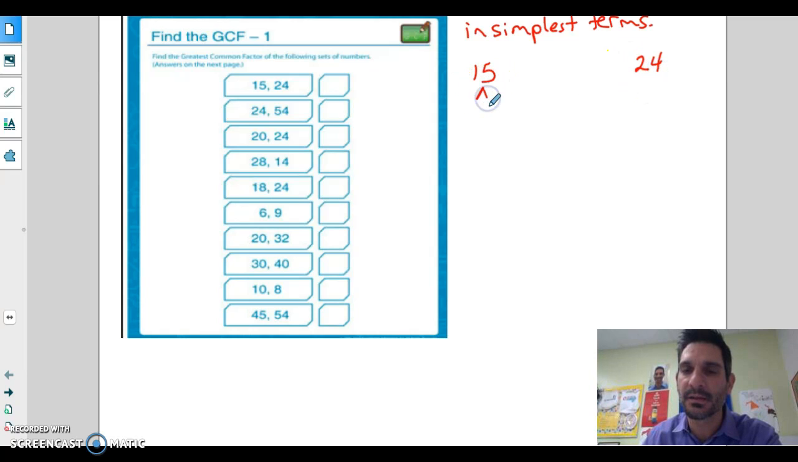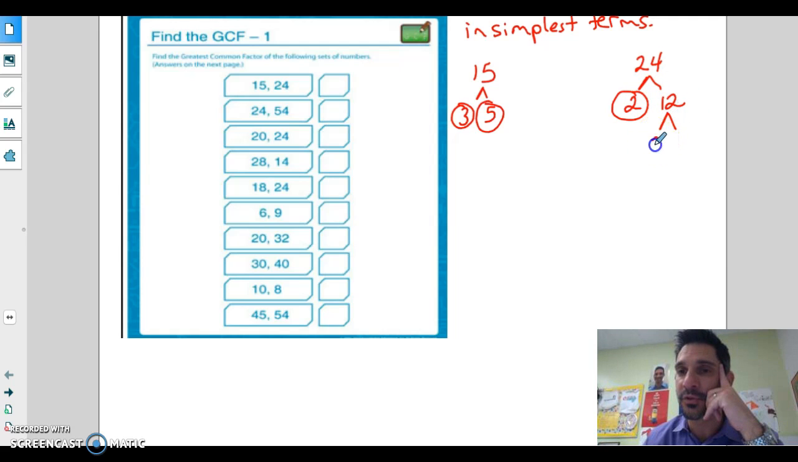So I got 15. Give me two factors of 15. Well, 3 and 5. Those are both prime, because 1 times 3 is the only thing that gives you 3, and 1 times 5 is the only thing that gives you 5. So I'm going to circle them. And the factors of 24 can be anything. Let's go 2 and 12. Now 2 is prime. 2 is the only even number that's prime. Now 12 is not prime, because it can be broken down. I can do 3 and 4. Now 3 is prime. 4 is not.